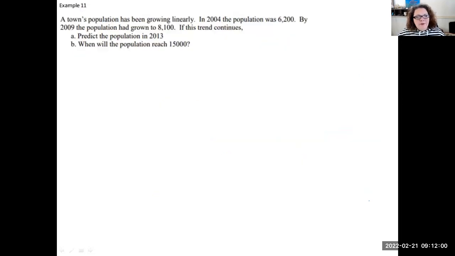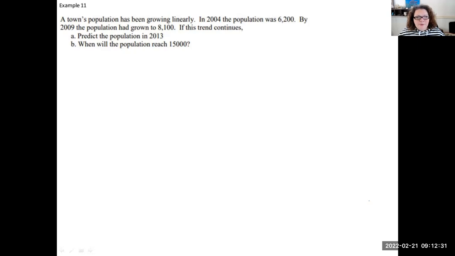Next one is the town's population has been growing linearly. In 2004, the population was 6,200. I see points coming. By 2009, the population had grown to 8,100. If this trend continues, predict the population. Okay, we need to get a function first before we start predicting anything. So first thing I see is I have no way to get a function directly from the numbers given. I'm going to have to create one.